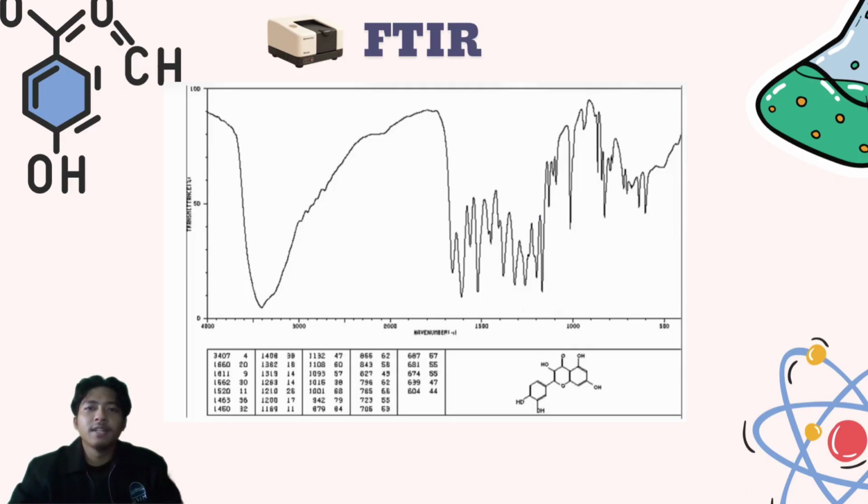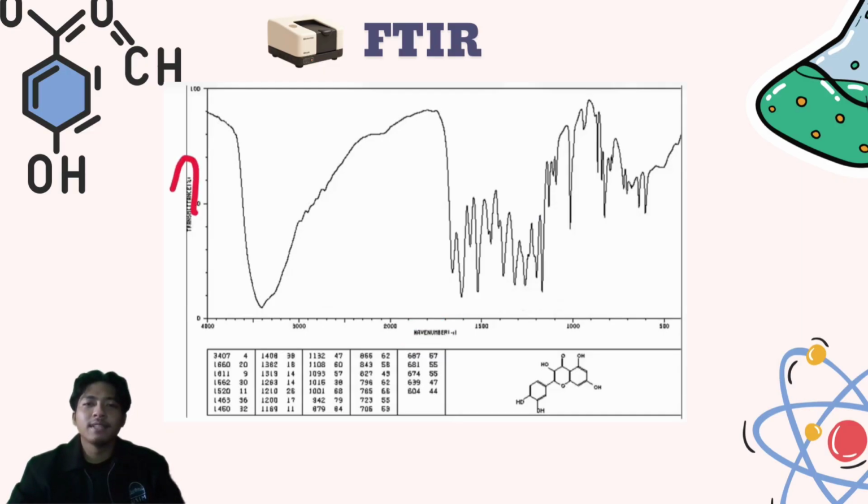It works by measuring the absorption of infrared radiation at different wave numbers, where each functional group absorbs infrared light at characteristic frequencies. Before discussing the spectrum, let's briefly look at the graph. The x-axis represents the wave number, measured in reciprocal centimeters. It indicates the energy of infrared radiation absorbed by the sample, with higher wave numbers corresponding to higher vibrational energy.